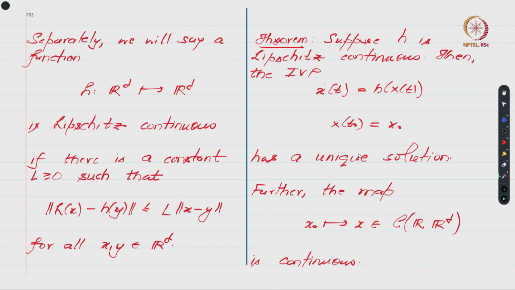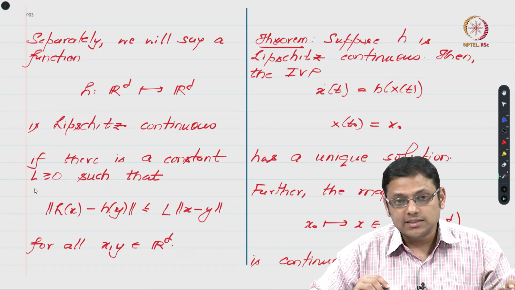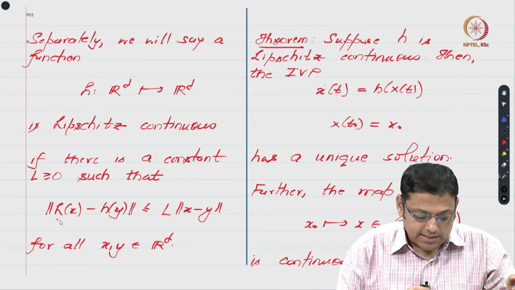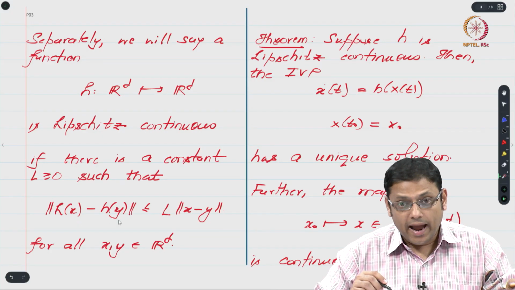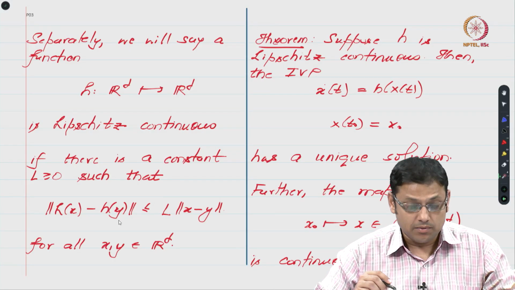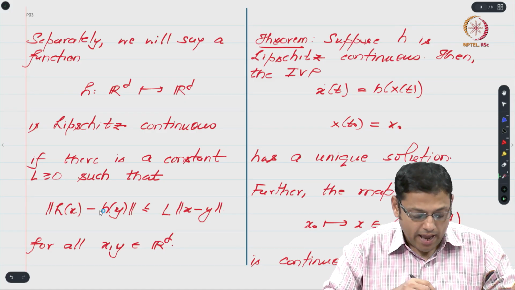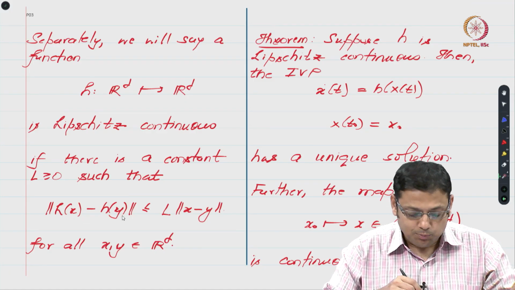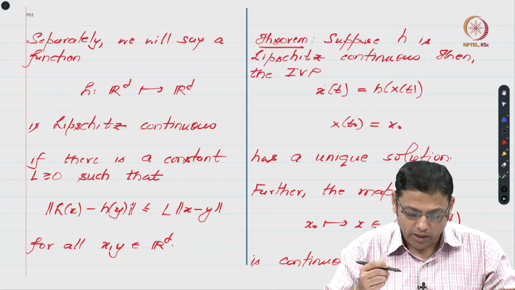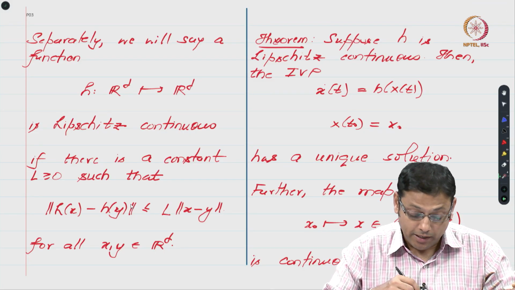Separately we will say a function h which goes from R^d to R^d is Lipschitz continuous if there exists a non-negative constant L such that the following condition holds. So what does this condition say? It says that the distance between the output at x and y under this function h. So h is your given function, so you look at h of x and you look at h of y, and you look at the distance between them. At this point I have not specified what the metric is, but you can choose whatever metric you like, for example the Euclidean metric.